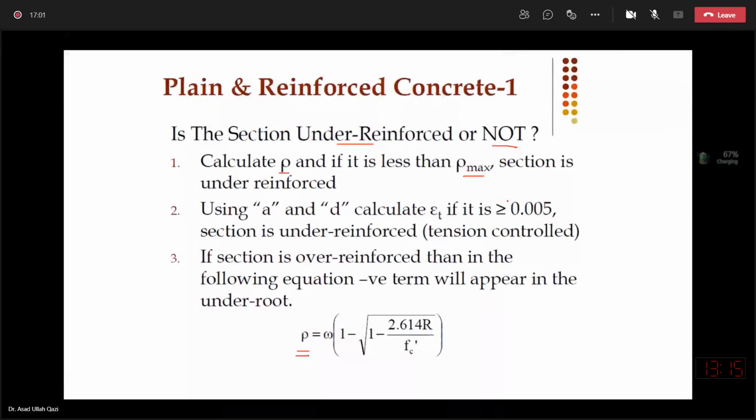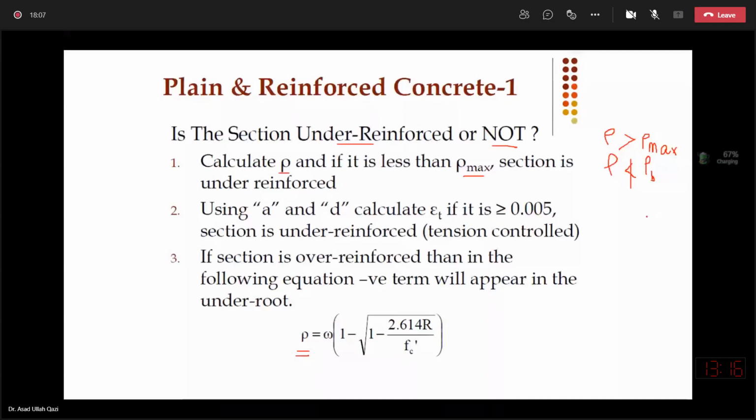Suppose rho is greater than rho max once you calculate, but still it is less than rho balanced, then the section is still not tension controlled, but it is now transition controlled. Still the section will yield before crushing of concrete, but the steel in the section will not give you 0.005 strain or bigger when concrete will crush. So if rho comes out to be greater than rho max, but less than rho balanced, we are in the transition domain. But if it comes out to be greater than even rho balanced, then it means we are in the over reinforced domain.